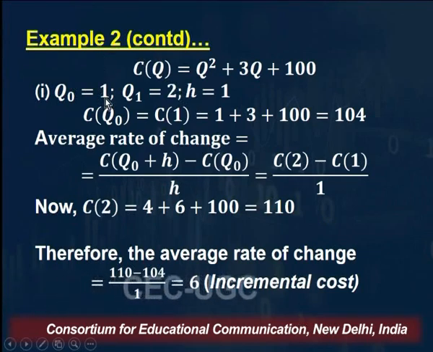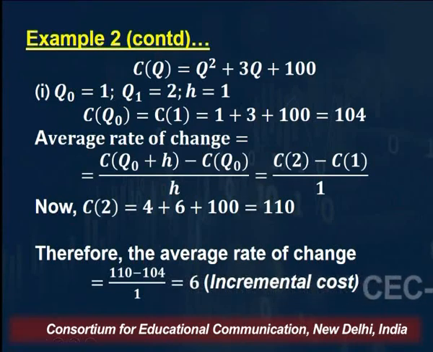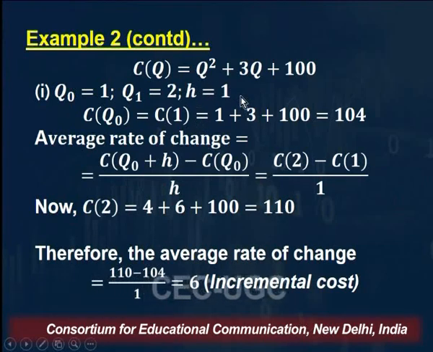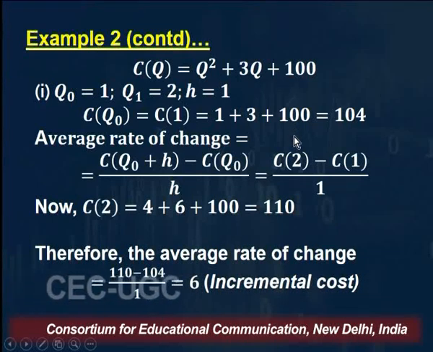We're talking t-shirts here, so let's say 1 t-shirt. Then the new output is 2 units. So, what is the average rate of increase in cost? Here, the increment is 1 unit. C of Q naught is C of 1, and when we substitute in the cost function, we get 1 plus 3 plus 100, that's 104. So that's C of Q naught.